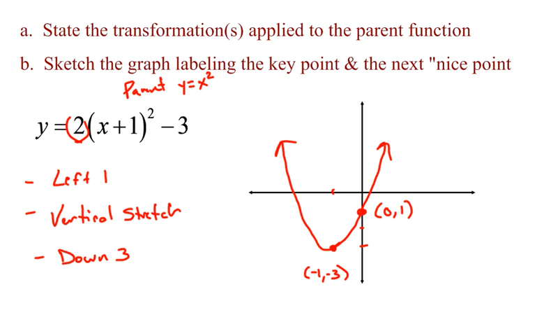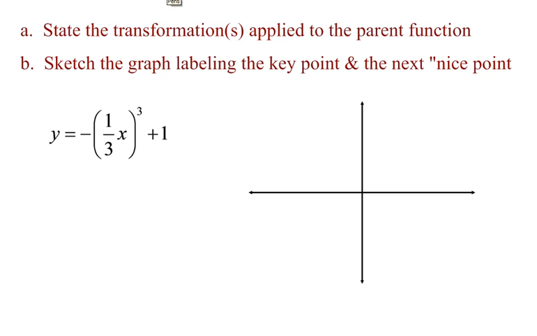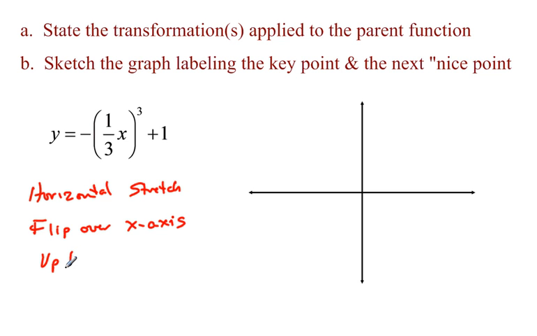All right, let's try another one. In this one, let's look at what we've got going on. On the inside, our very first transformation is that we have a horizontal stretch. Next thing we see is this negative here, which means we're going to flip over the x-axis. The last thing we're going to do is go up 1. So let's start by getting our key point. Our key point isn't affected by stretches or flips, but it is affected by going up 1. So our key point is right here at 0, 1.